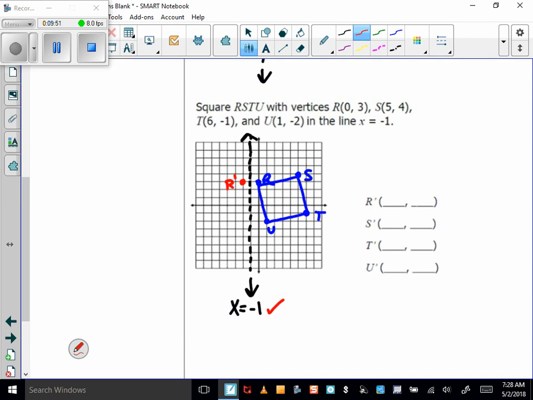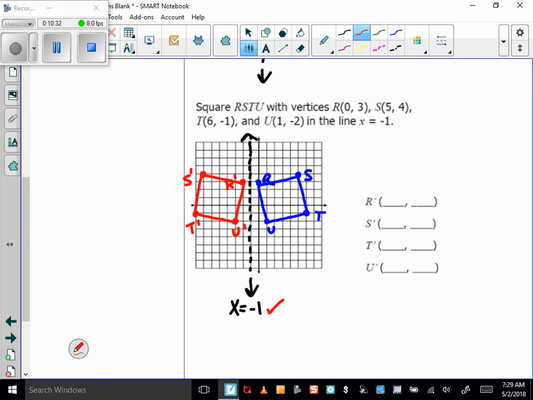When I reflect it over S, I got to go 1, 2, 3, 4, 5, 6. So I'm going to go 1, 2, 3, 4, 5, 6 to get S prime. U is 2 units to the right of the line, so I'm going to come over 2 units to the left of the line, and T is over here 1, 2, 3, 4, 5, 6, 7. So that should give me T prime. And there is my reflected square over the line x equals -1.